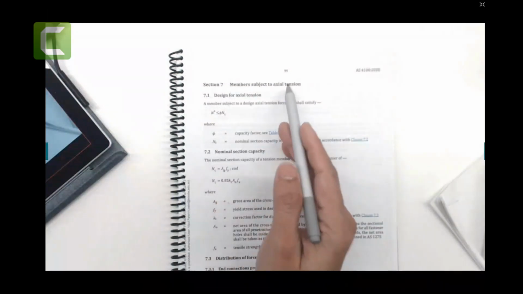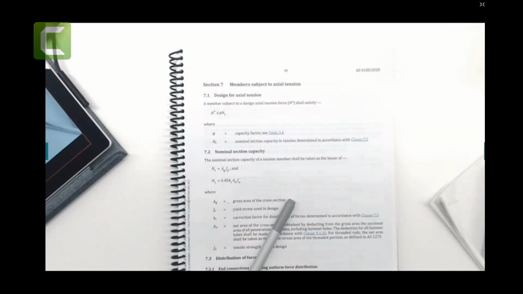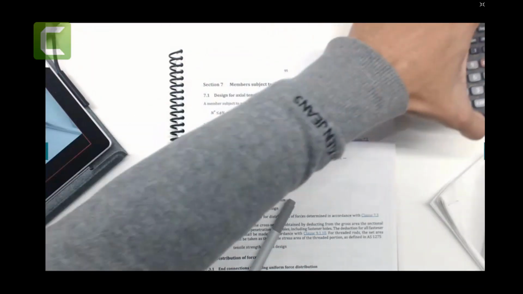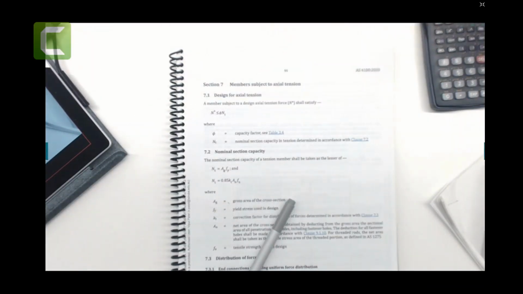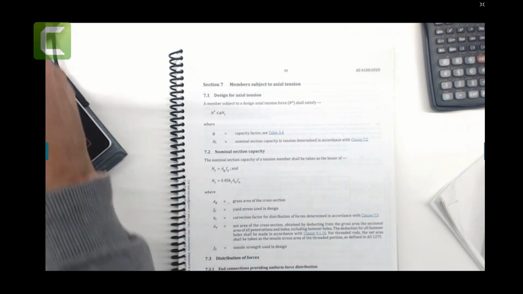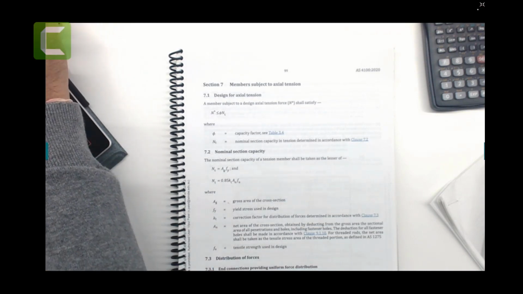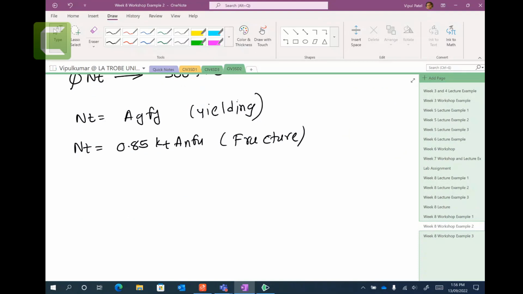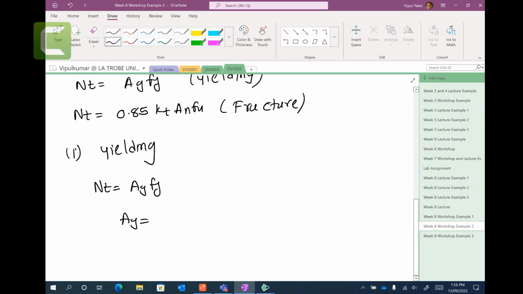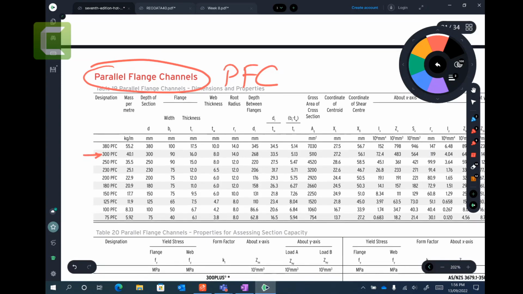Clause 7.2, section 2. I think this is repetition. I don't need to show you, but for the completeness of this workshop, I can show it to you. But this is just a repetition, just different sections. The configuration is different because there are gusset plates and now bolts. But anyway, let's continue. So let's say we do the yielding first. Yielding is gross area times Fy. Let's find the gross area.